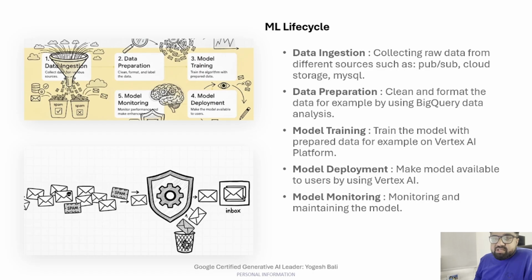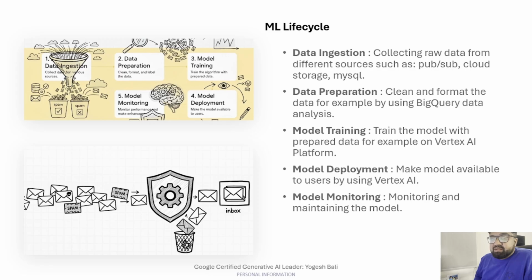Now, to understand the machine learning lifecycle, we have 5 stages. First is data ingestion. Here we collect the data from raw sources. If we are using Google, then Google Pub/Sub, Cloud Storage, or MySQL we can use here. Then the next stage is data preparation. Here we clean the data, format the data, and label the data. All this we do in the data preparation stage.